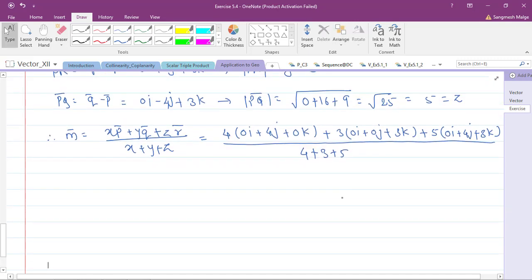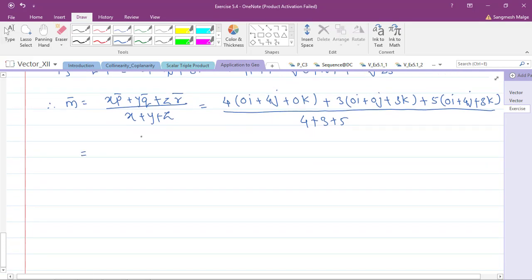Okay, so let's simplify this. This is equal to 4 into 4 is 16j plus 3 into 3 is 9k plus 20j plus 15k, whole divided by 12. So this is 36j plus 24k, divided by 12. So this is nothing but the m bar.